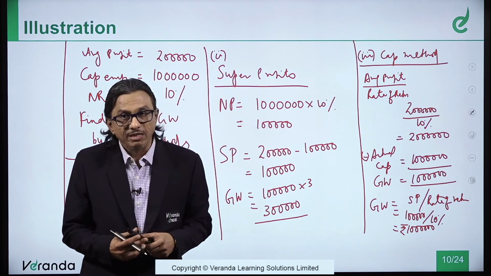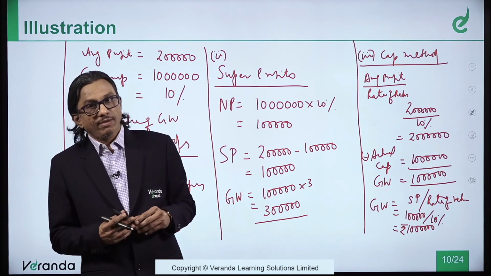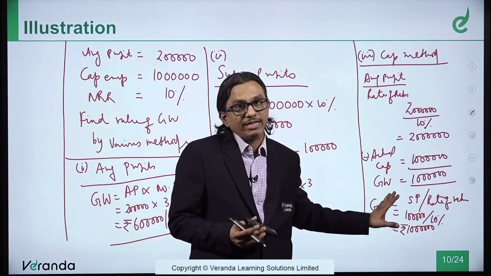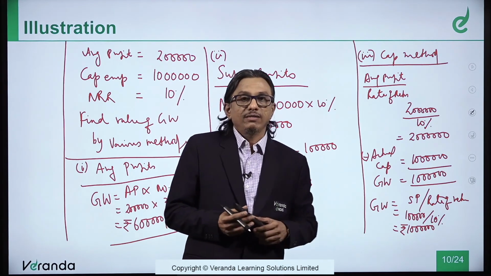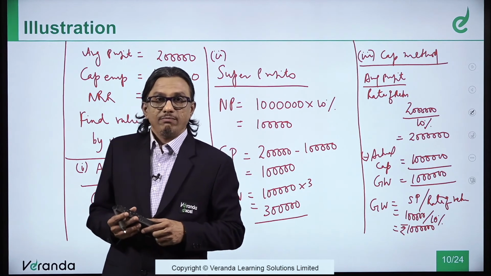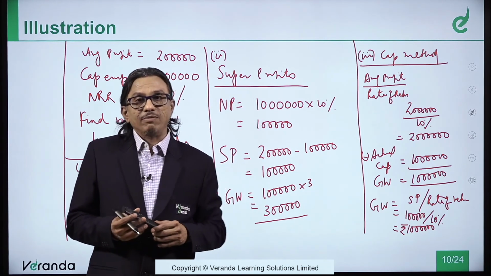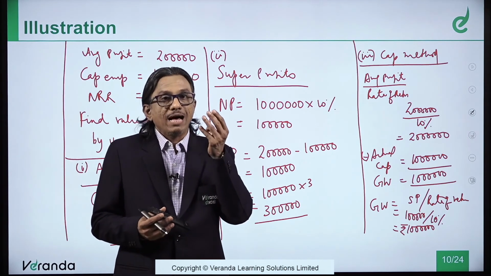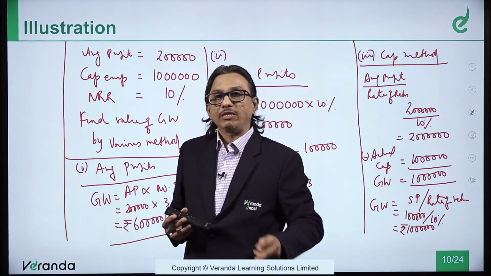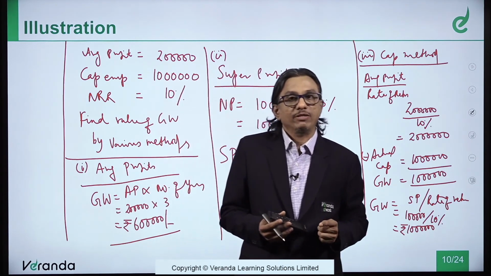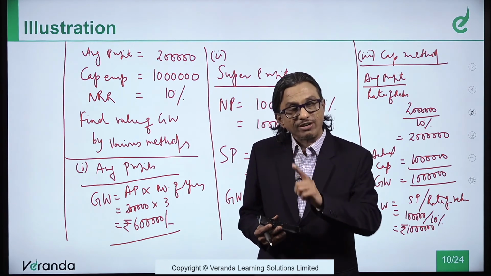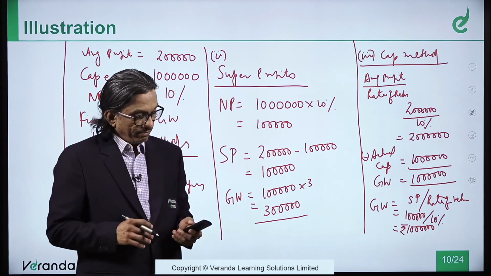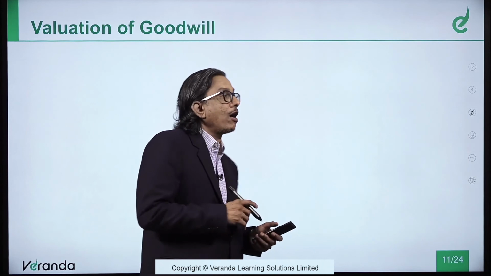But under capitalization method, we have two different formula. Whichever formula you apply, the value for goodwill should be the same. That cannot change. Only when you change the method, the value of goodwill will change. But when you apply a different formula under capitalization method, the value of goodwill will not change. So, average profit method, super profit method, and also capitalization method. There is another method, friends, that's very, very important method called annuity method. That's what we are going to see now.